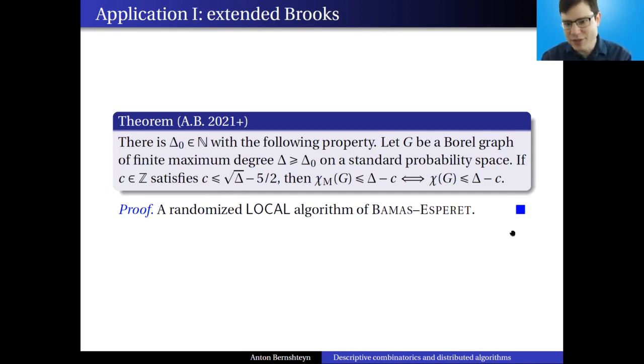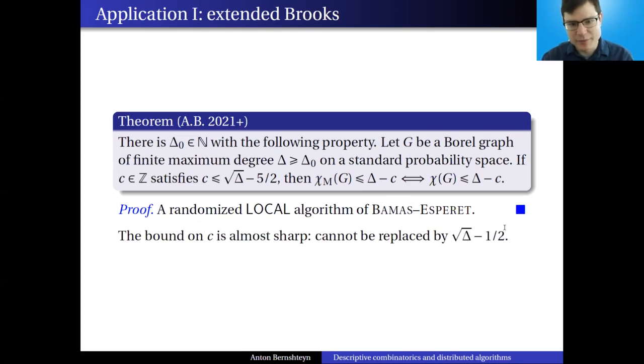Because of this, you can now say, look at the graph G that we have here, whose chromatic number is at most delta minus c. So every finite subgraph has chromatic number at most delta minus c. So this algorithm gives us a measurable coloring with delta minus c colors. So it's immediate from the result. By the way, the bound on c here is almost sharp. You might wonder why the square root of delta minus 5 over 2 comes up. It's because you cannot even replace it by square root of delta minus 1/2. So it's really close to being best possible.